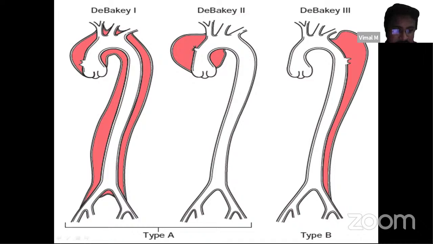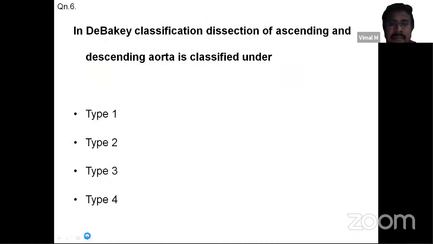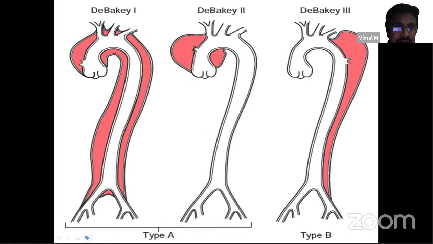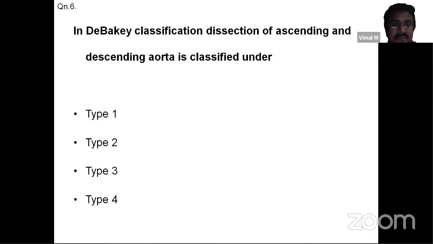So coming back to this question, in the DeBakey classification, dissection of the ascending and descending aorta is classified under type 1. Yes, you see in this picture, DeBakey 1, both the ascending aorta as well as the descending aorta are involved. So the answer is type 1.